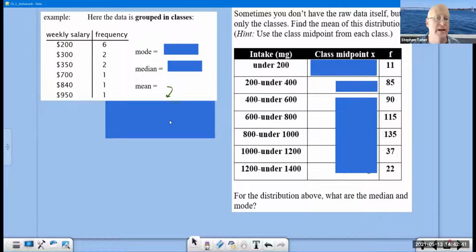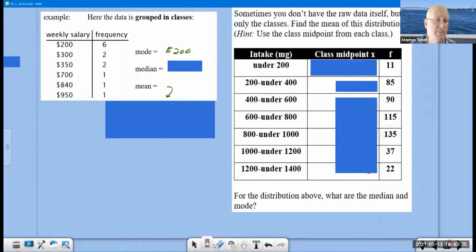Now, how do we handle grouped data? Let's say I've got these 6 different data values at the left, and they represent salaries, but the salary of $200 shows up 6 times. That's what the frequency means. And 300 shows up twice, 350 shows up twice, and each of the values 700, 840, and 950 show up once. To find the mode, there's really no mathematical calculation. We can just see the one with the highest frequency of 6 is the $200. So $200 is the mode for that problem.